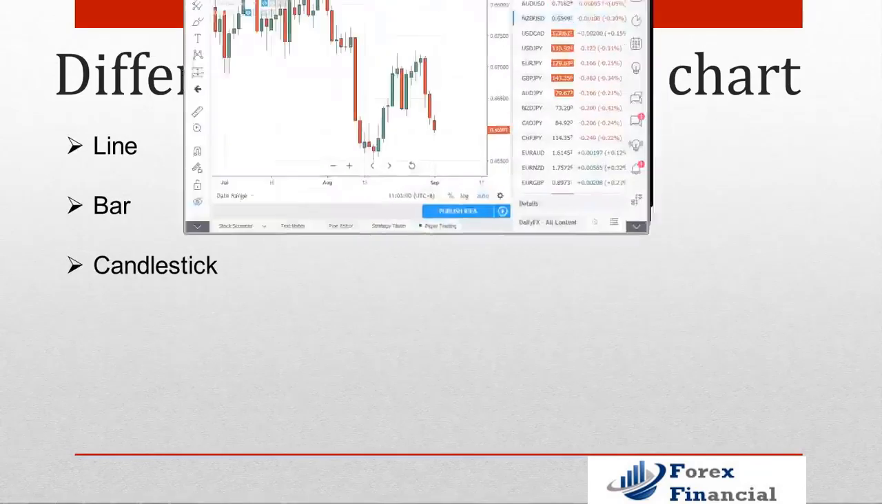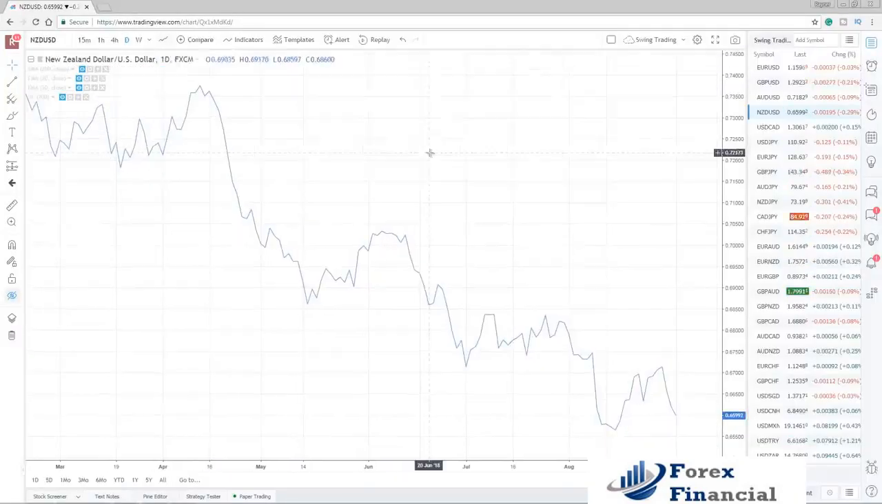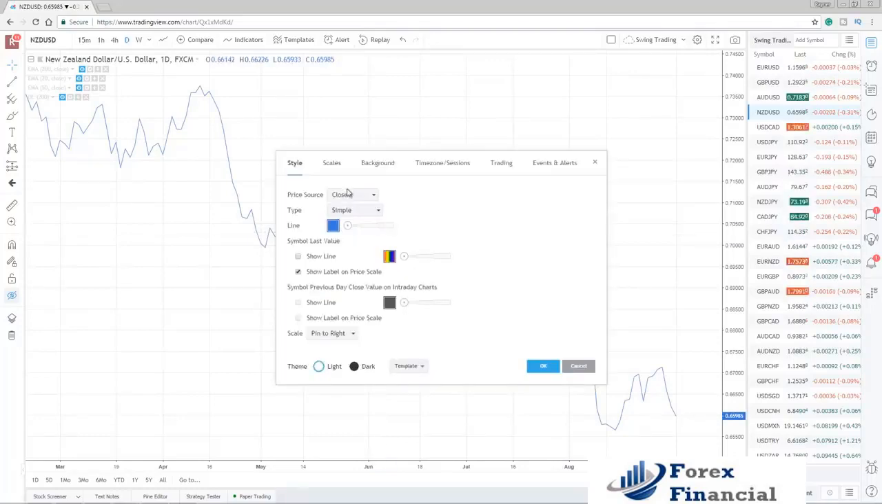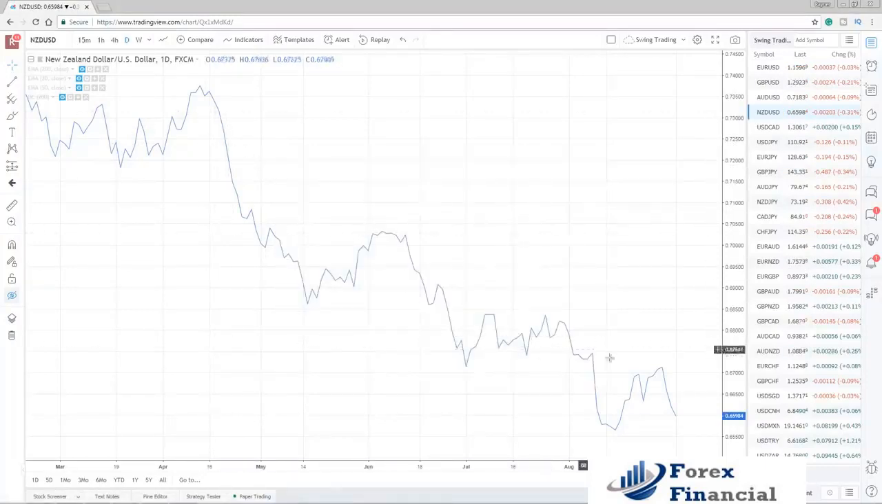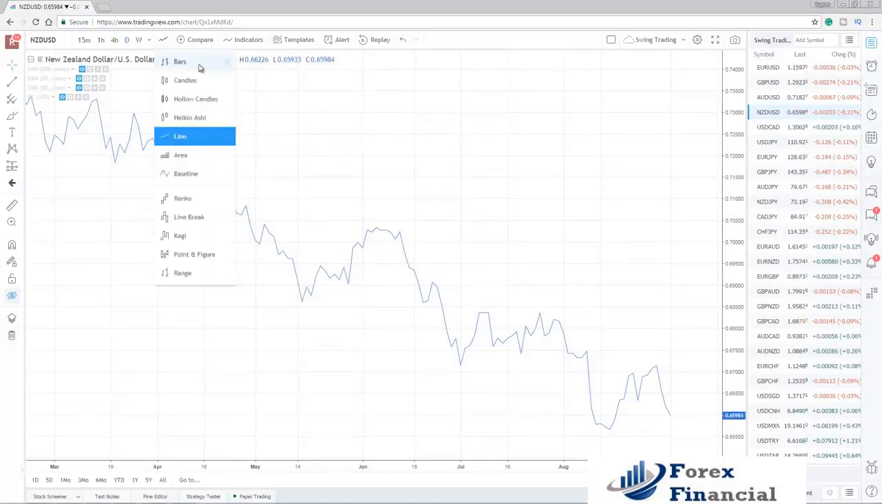So if you look at this one over here, let's look at the line chart first. Typically it's a line on your chart. What it does is connect the closing prices of the chart. You can choose whether you want the close, the open, the high, whatever. But by default, it usually connects the closing prices and shows them as a line on the chart. It's very useful to identify the direction of the trend if you're not sure what the trend is. So that is a line chart.